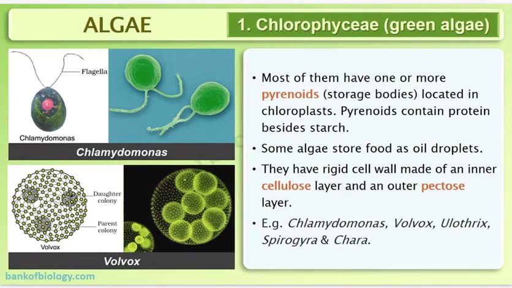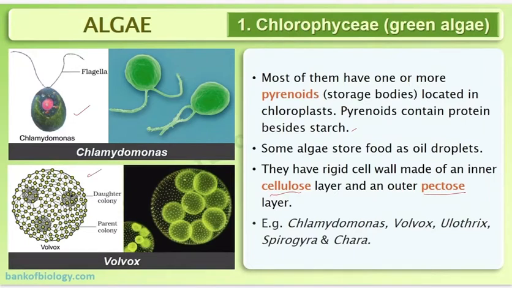Continuing with the Chlorophyceae, most of them have one or more pyrenoids, that is, food storage bodies located in chloroplasts. Pyrenoids contain protein besides starch. Some algae store food as oil droplets. They have a rigid cell wall because of the presence of, as we said, cellulose and pectose.